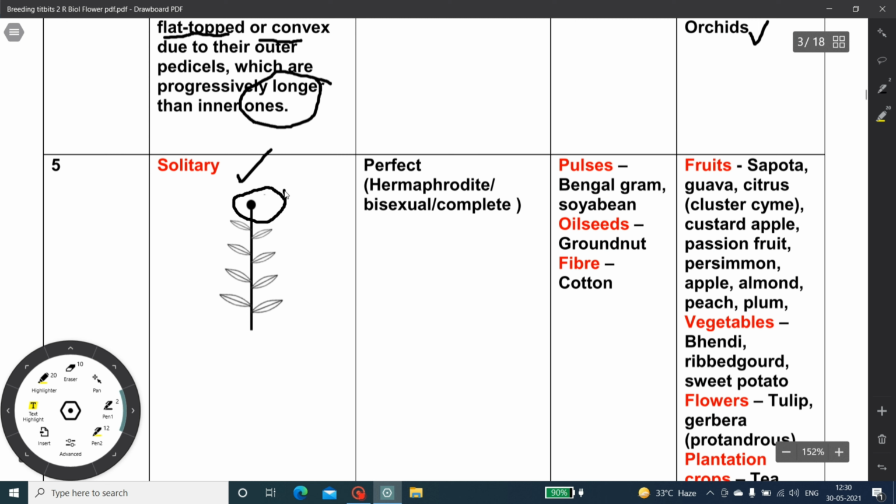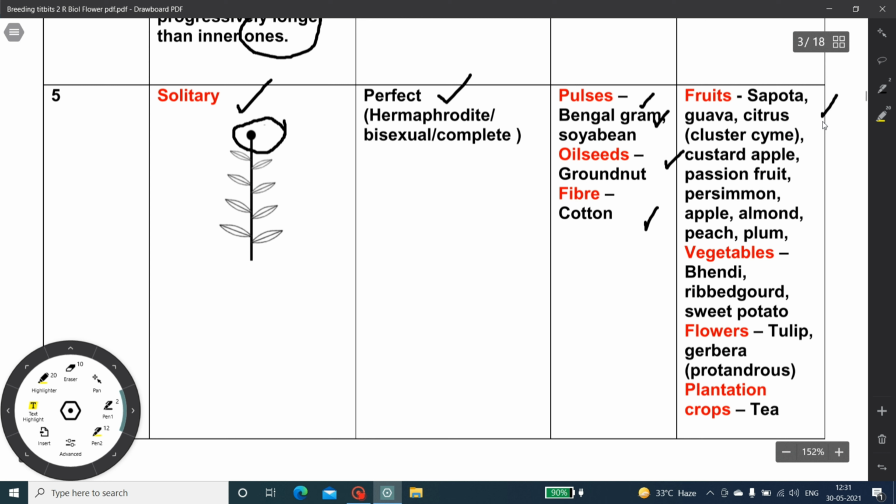Only one flower is present, and most of the plants have perfect flowers. The examples are Bengal gram, soybean, groundnut and cotton. In the case of fruits, sapota, guava, citrus, custard apple, passion fruit, persimmon, apple, almond, peach and plum have solitary flowers. Vegetables like bindi, ribbed gourd and sweet potato, flowers like tulip and gerbera, and plantation crops like tea have solitary flowers.